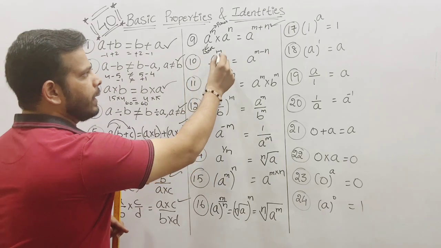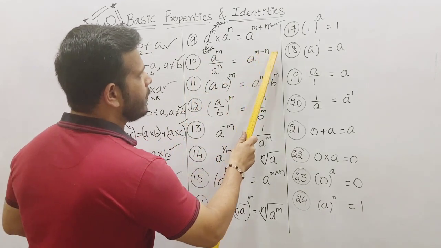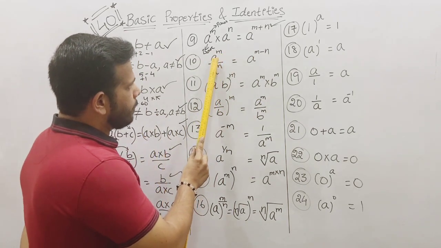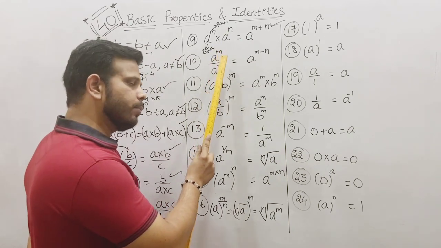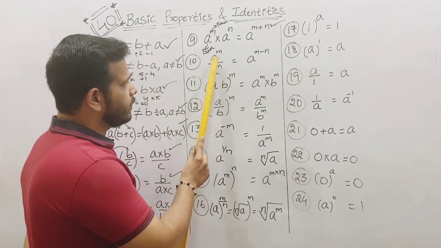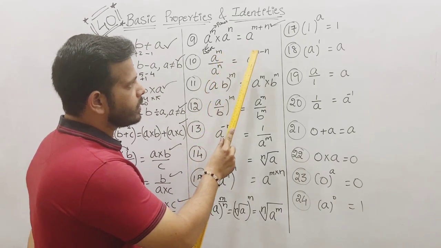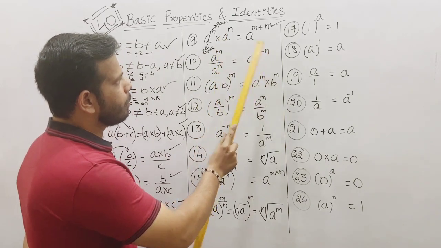Next, a power m by a power n is equal to a power m minus n. It means if the bases are the same and the powers are either the same or different, if the numbers are dividing, then the powers are to be subtracted: numerator power minus denominator power.